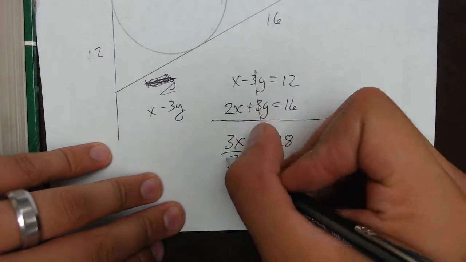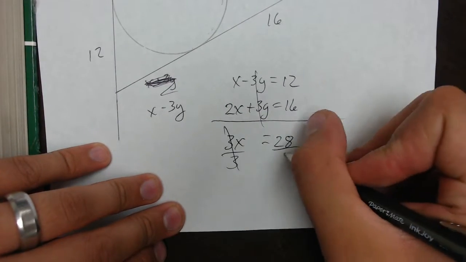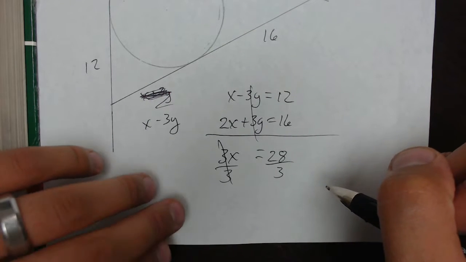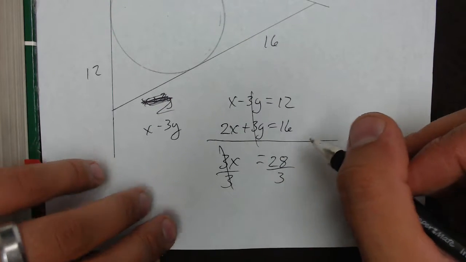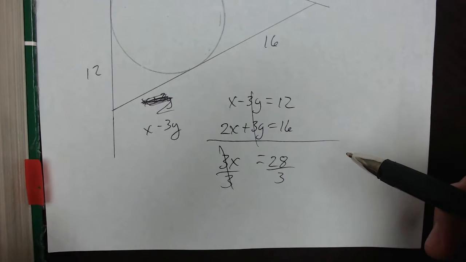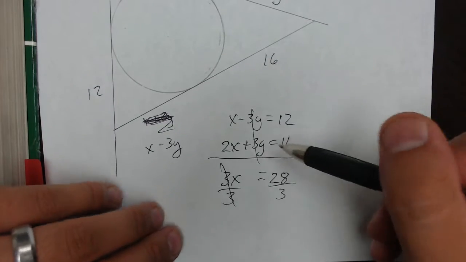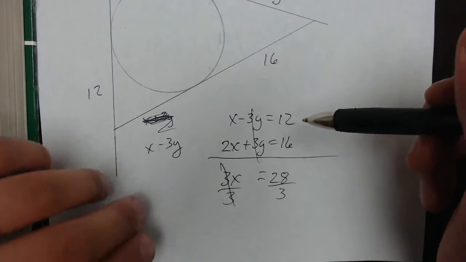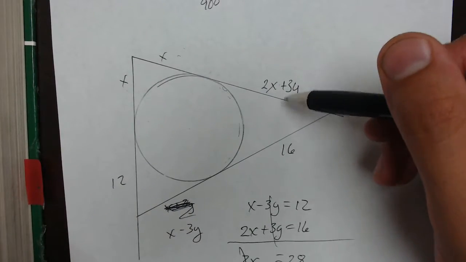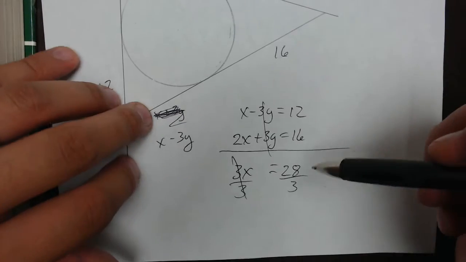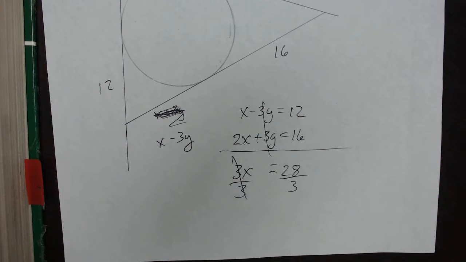Okay, divide by 3 on each side. 28 over 3. So x is equal to 28 over 3. From here, I just substitute, and then I can solve for y. You're probably not going to get very many fractions on these problems, but again, this is just an example I made very quickly to show you how to do it. Set each half of the tangent equal to each other, get two systems of equations, then start solving through substitution and elimination, and you'll be fine.